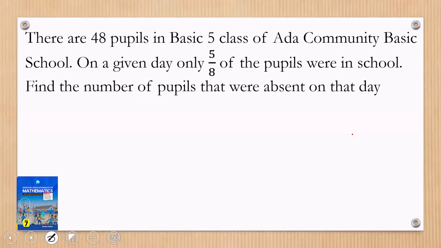Right. And so we have 2 options in doing this. How many people are in the class? 48. So we can find the 5/8 of the 48 and subtract the answer from 48. Or we can make an assumption that if 5/8 were present in the class, then we can do 1 minus 5/8, and we know the fraction that were absent. Then we find the fraction that were absent of the total number. So any of these can help you solve the question.